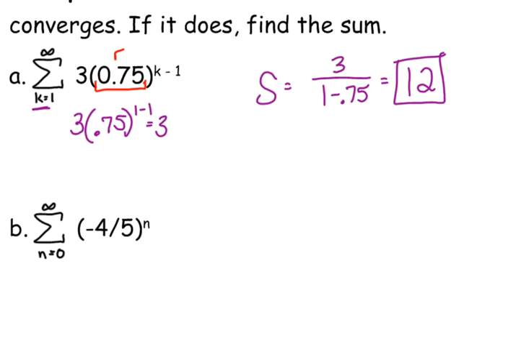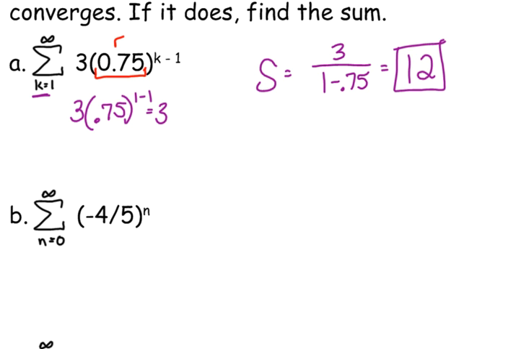All right, let's look at B. It doesn't have anything in front. It just has a number raised to the nth power, so that number is our r. -4/5 is less than 1. Notice this one starts counting at n equals 0. Okay, so that means we need to plug in 0 first to find our first term. So anything to the 0 power is 1. So on this one, the first term is 1.